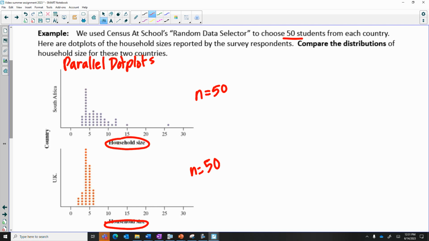So you're basically going to do the same thing that we did before with SOCS, but you're going to use comparative language. So first, what I recommend you do is write the shape, outlier, center, and spread for each one separately, and then you draw comparisons between them, okay? So let's do that. So the shape of South Africa, can you guess what it is? I'm hoping you said skewed right.